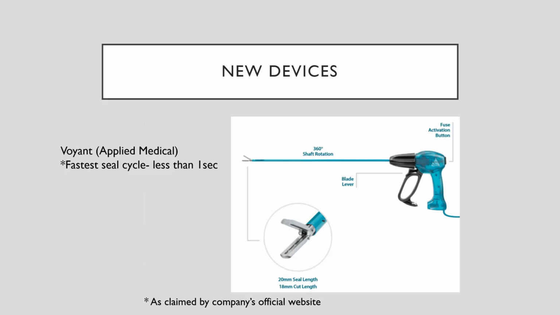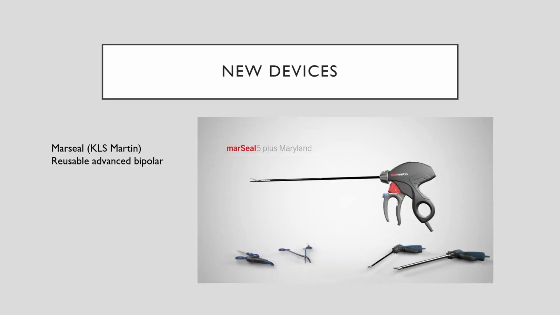Another example is Buoyant from Applied Medical, which says it has the fastest seal cycle, less than 1 second. I'm giving you all this information because every company has its own USP, and every device will have its own advantage and may have its own disadvantage as well. The more you research into it, the more you know. There is also, I think, the only reusable advanced bipolar which is available in the Indian market. So MARSEAL, you should know about this.